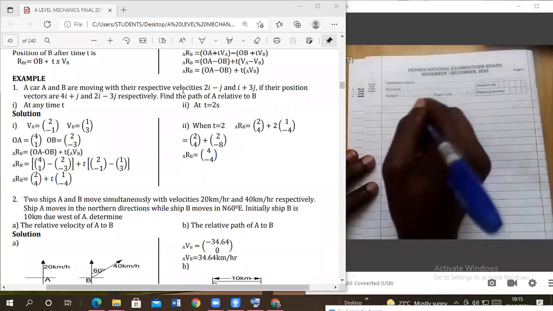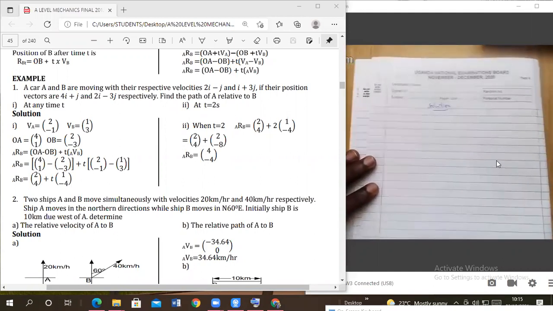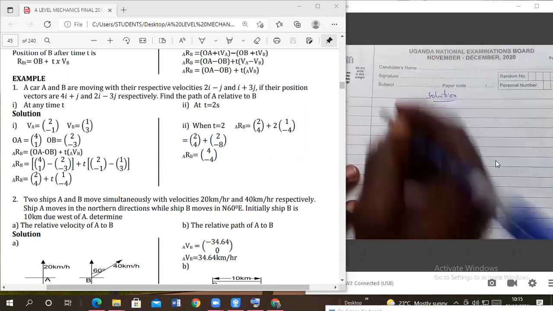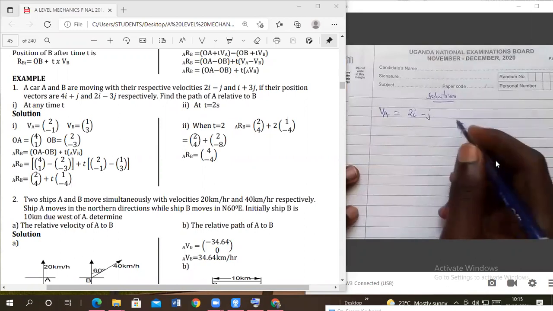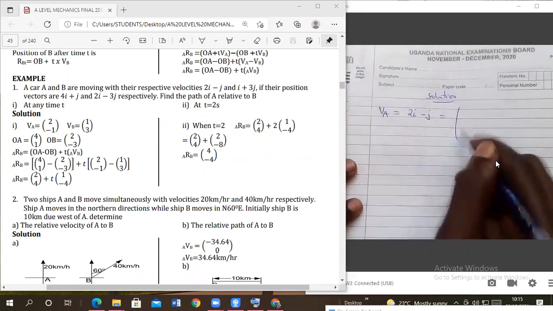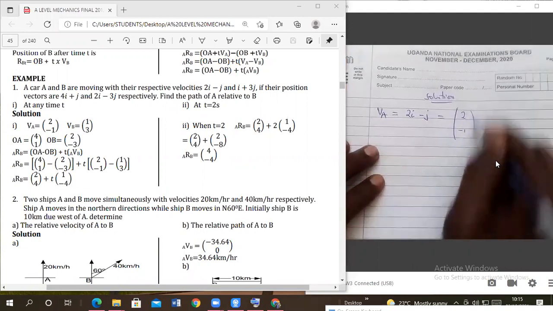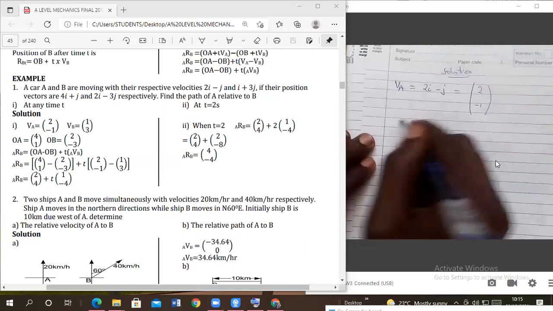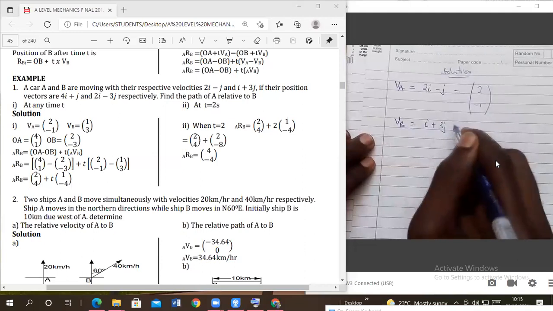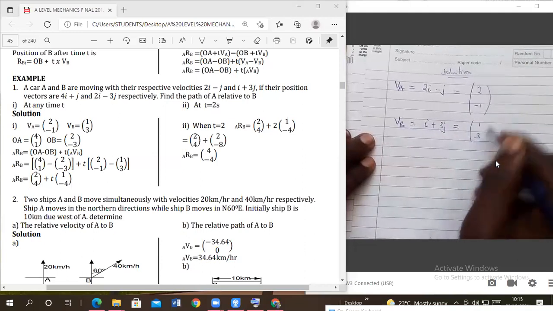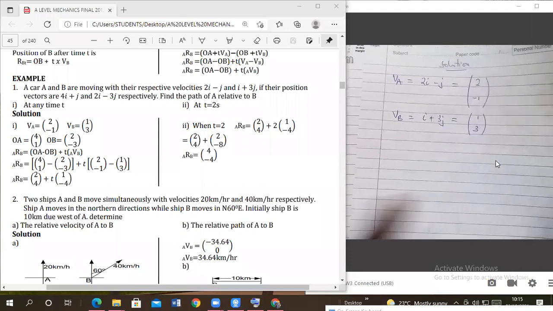If their position vectors are, let's look at the solution for that. So we shall have our VA, which is 2i minus j, in column vector form. I said i is representing x, then j is representing y, which means it's going to be (2, -1). Then VB is i plus 3j in column form, which is (1, 3). Because this one is given in vector form, that's why we are using vectors here.